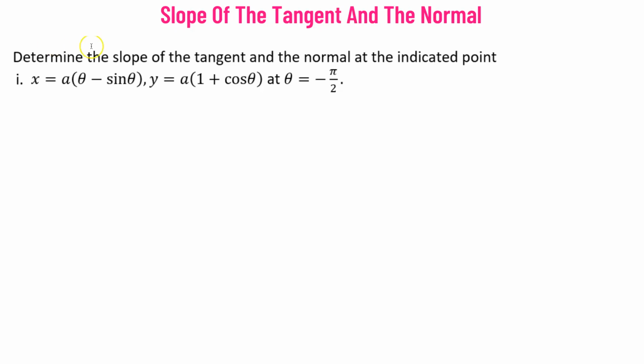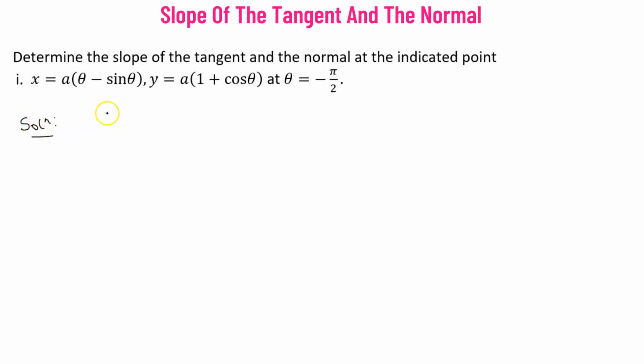In this problem, we need to find out the slope of the tangent and the normal at the indicated point, that is at theta equals negative pi over 2. And we have the coordinates x and y, which will be any point on the curve given as shown on screen. So let's begin.